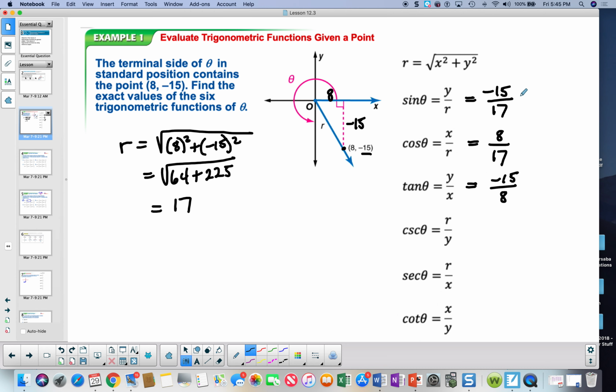Now the cosecant is a reciprocal of the sine, so that answer will be negative 17 over 15. You can put the negative wherever you want. The reciprocal of the cosine is 17 over 8. And the reciprocal of the tangent is going to be negative 8 over 15. And that's how we go about doing that.